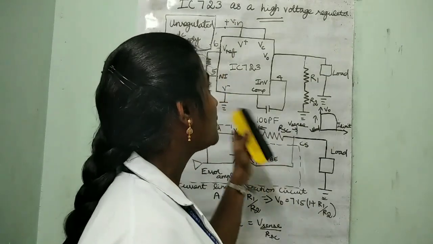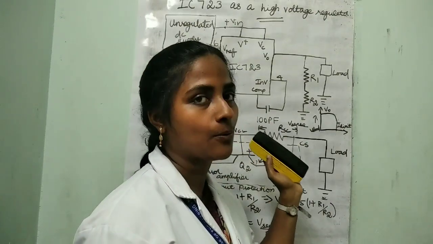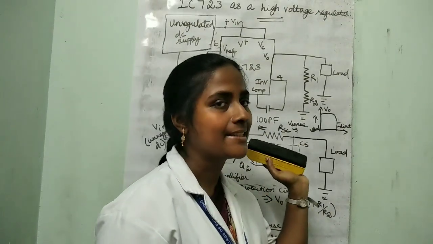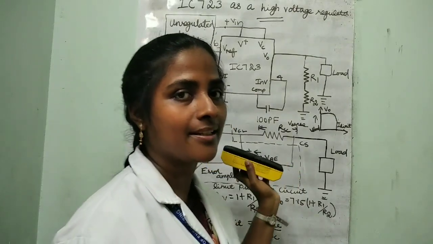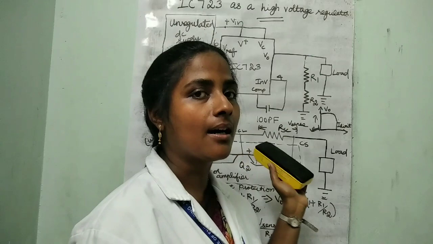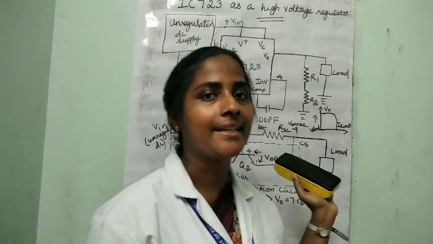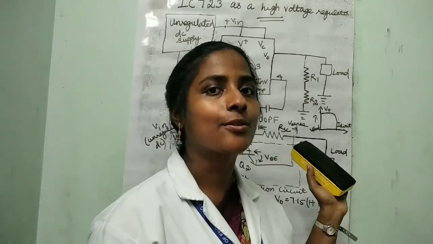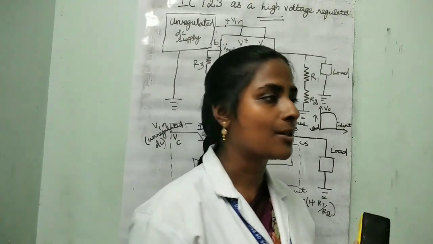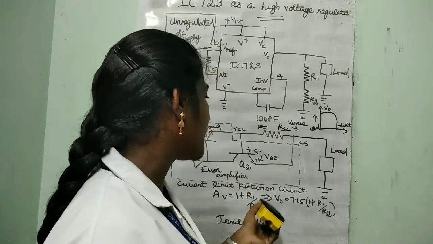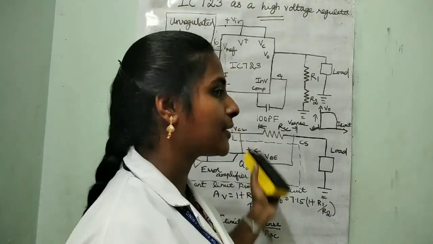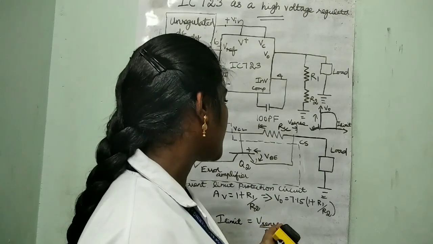This original circuit of IC723 as a high voltage regulator does not provide any current protection. When a load demands high current, the circuit provides a constant high output voltage. So this may damage the IC, which may burst. So we are going for a current limit protection circuit.